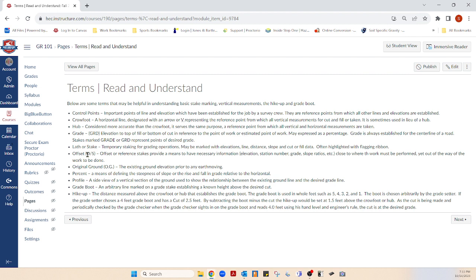And speaking of offset, right there it is. This is the way you would write offset on a stake, and it's a reference stake that provides a means to have necessary information like elevation, station number, grade, slope ratio, etc., close to where the work must be performed, yet out of the way of the work done. Like if this set offset 5.0 feet, everything this stake is talking about would start 5 feet away from that stake.